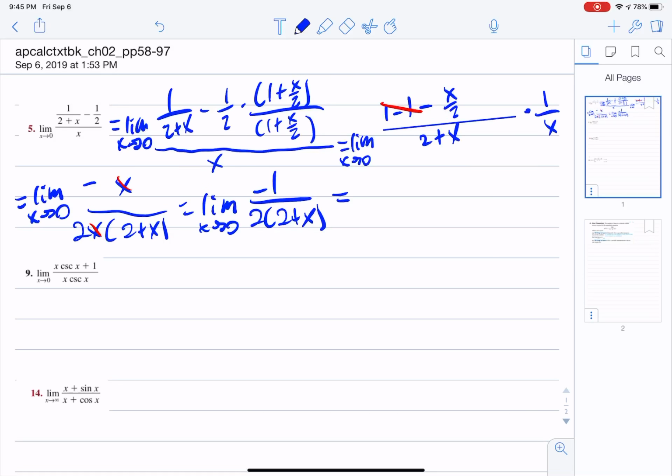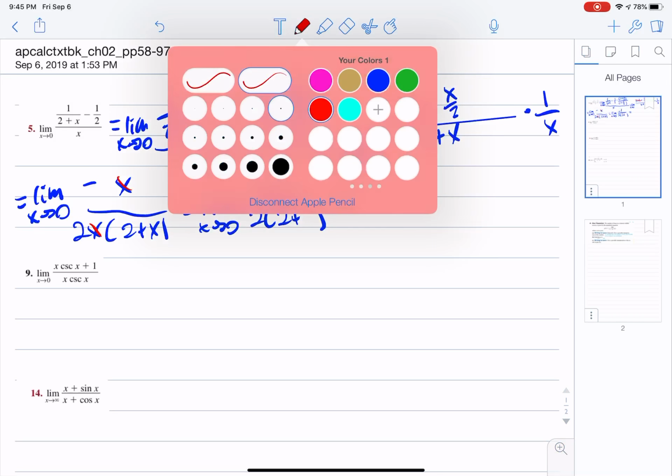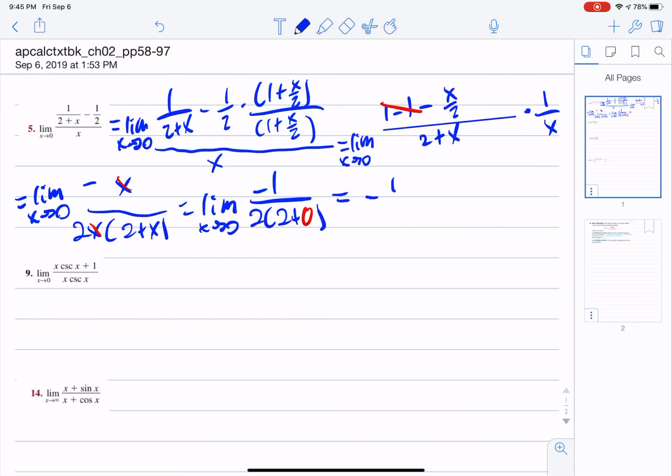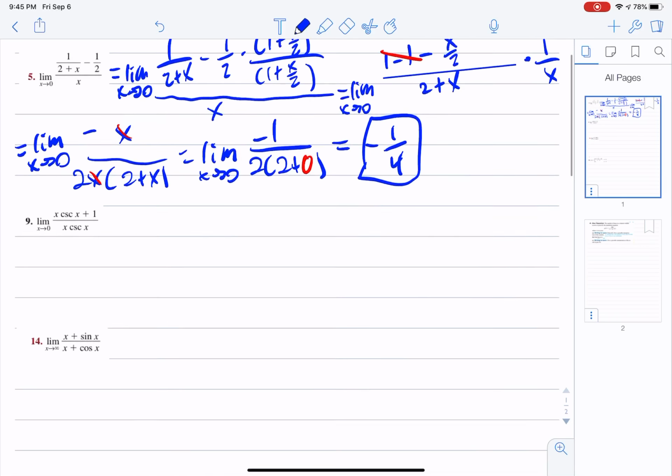We could just plug in 0 for this. And we get this is equal to negative 1/4. That's the answer to this limit.